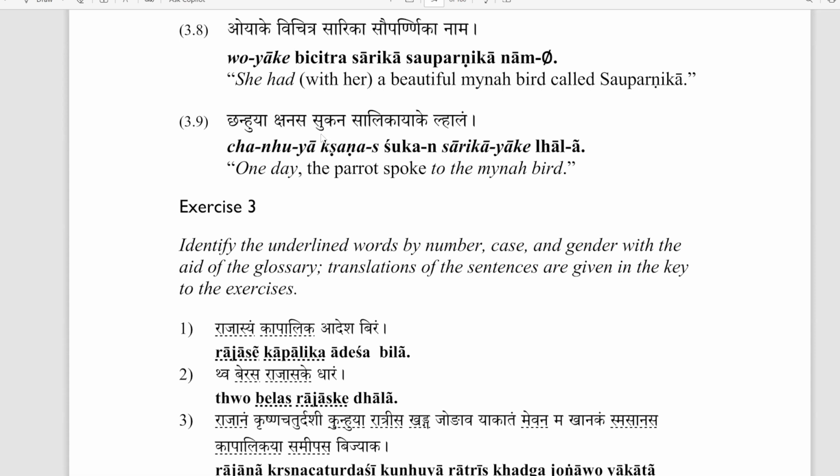And then we have the subject, sugar. Sugar in the agentive case, sugana. And then we have the sari, sarika. This is the minor bird. And we have the yagi ending as locative for animate noun. So he spoke to the sarika, hala, speak.